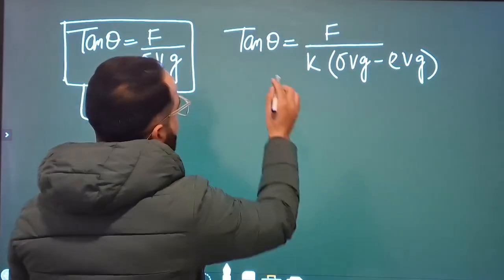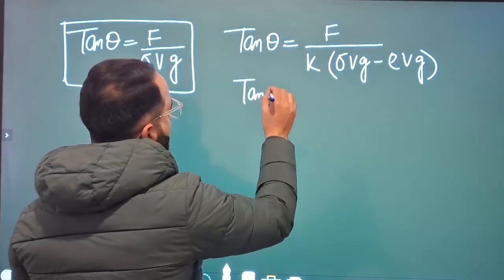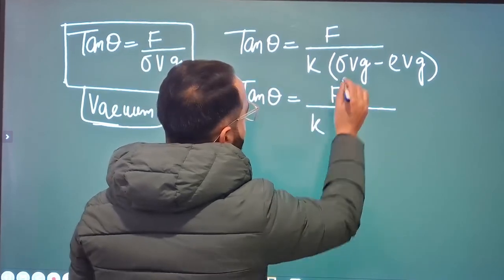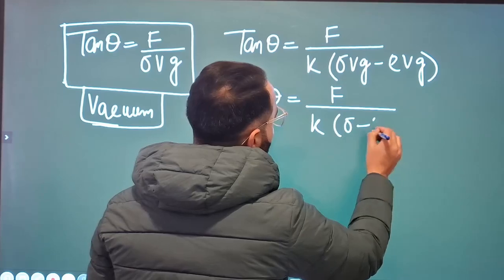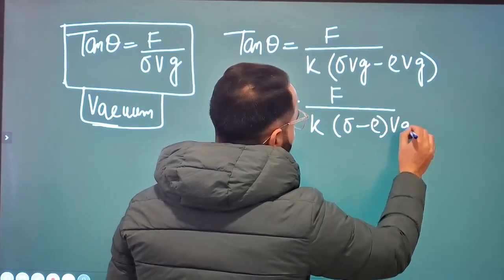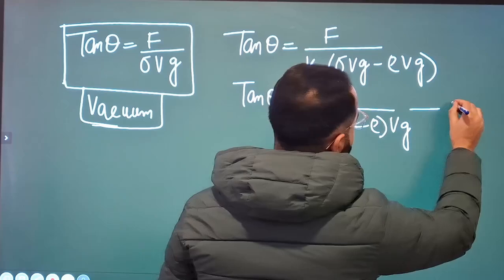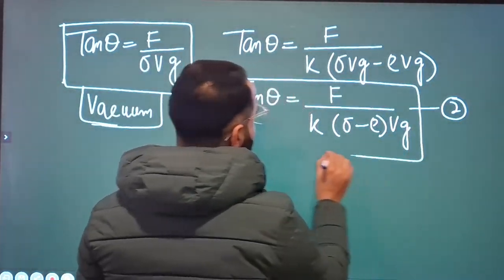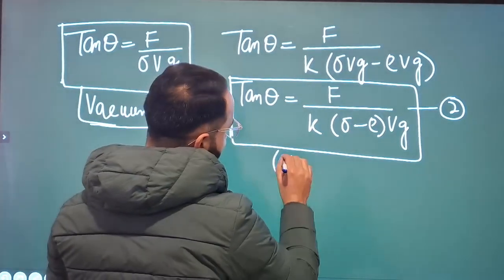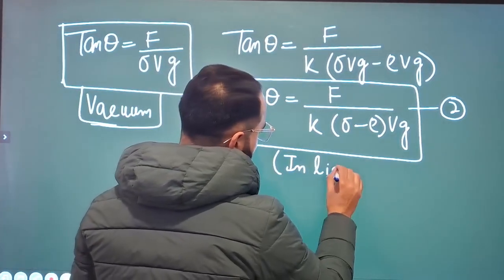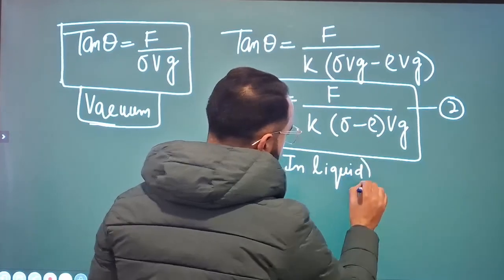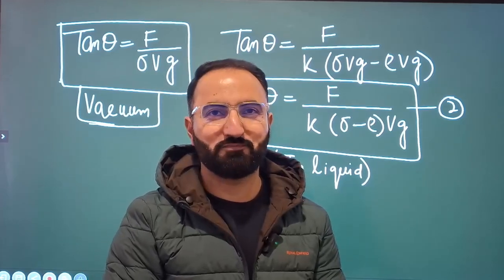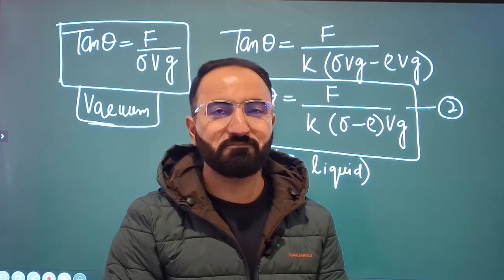Okay. Let me make this equation a bit more beautiful. Tan theta is equal to F divided by K, then here I am going to write it like this: sigma minus rho multiplied by V into g. Now this is our equation number two, and this equation number two is true when the whole system is dipped inside a liquid. So let me write it here: it is in liquid. So the first equation we have is in vacuum, and the second equation we have in liquid. I'm sure you are following me.